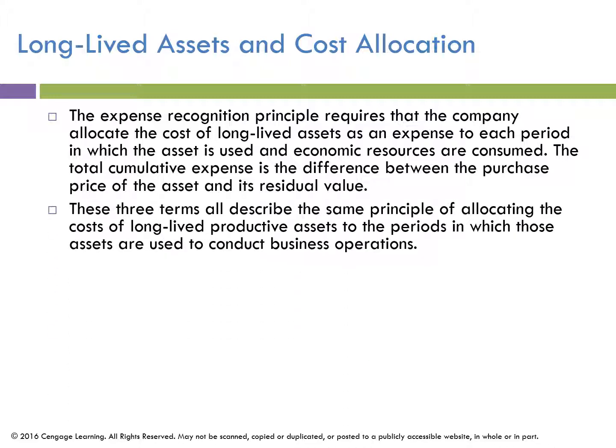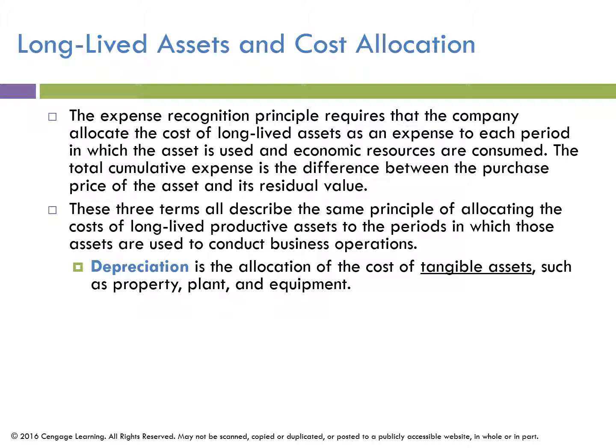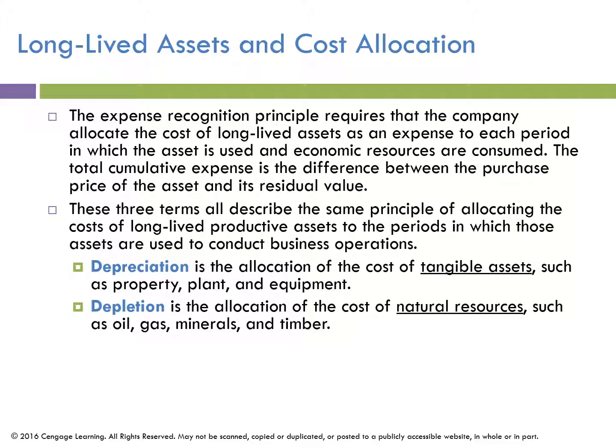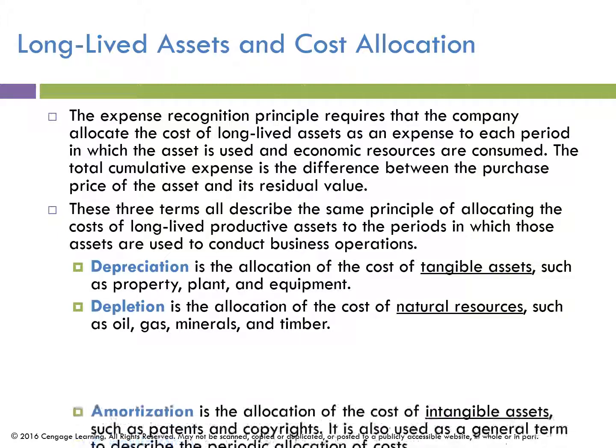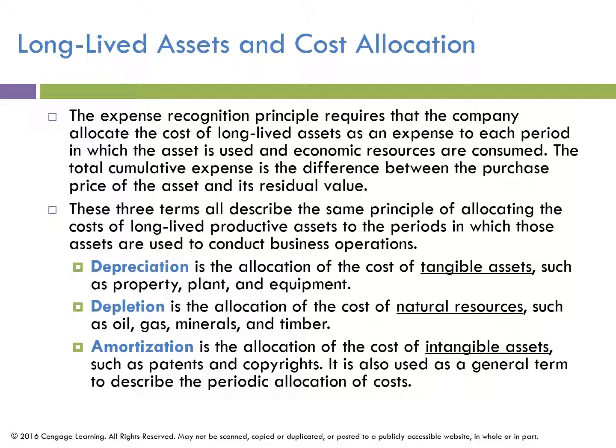The three terms all describe the same principle of allocating the cost of long-lived productive assets. Depreciation is just the word we use to describe the expensing of tangible assets that deteriorate over time, like property, plant, and equipment. Depletion is the expensing of natural resources. It's still expensing, we just call it depletion because it's dealing with natural resources. And then finally, amortization is the word we use to describe the expensing of intangible assets. So those assets we cannot see, and we'll be dealing with them more in the next chapter.